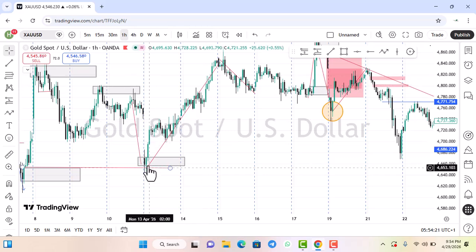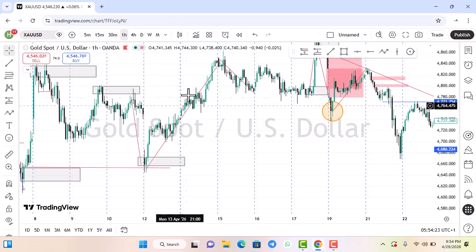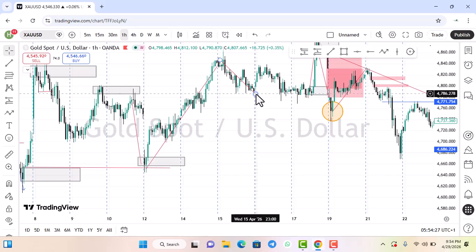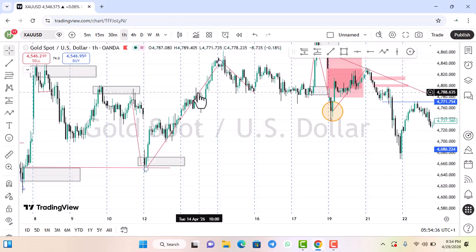When you look at this structure, we have our expansion. So after this expansion, price reverses to where? To this breaker block here. So this is the objective of this particular reversal, a breaker block, which is this point, right? Which is this point.